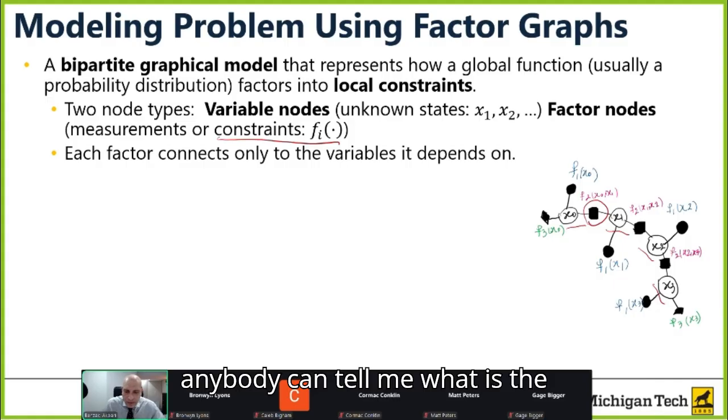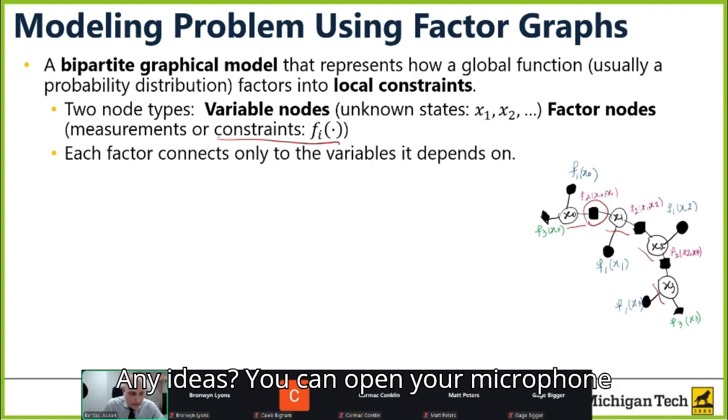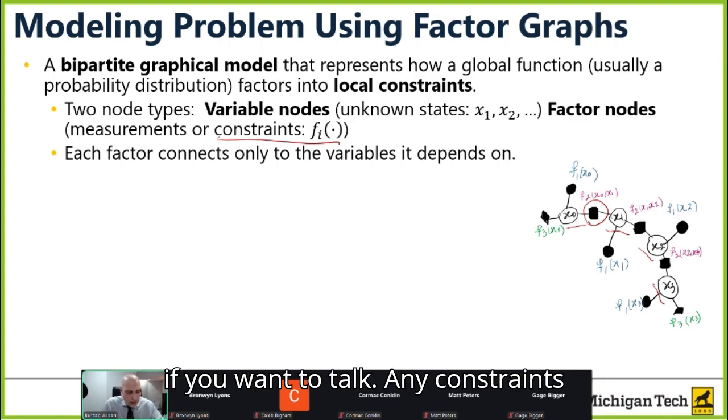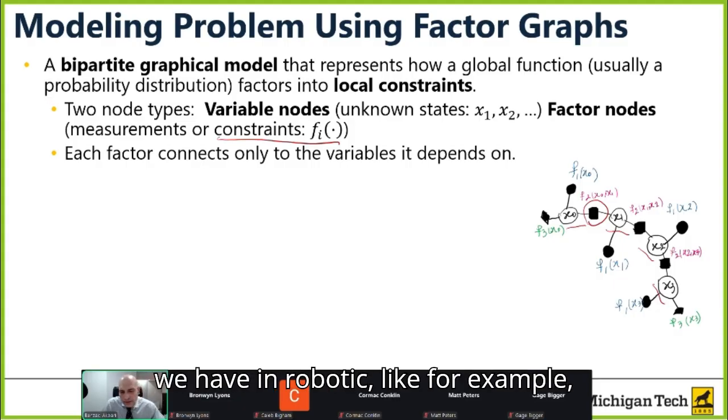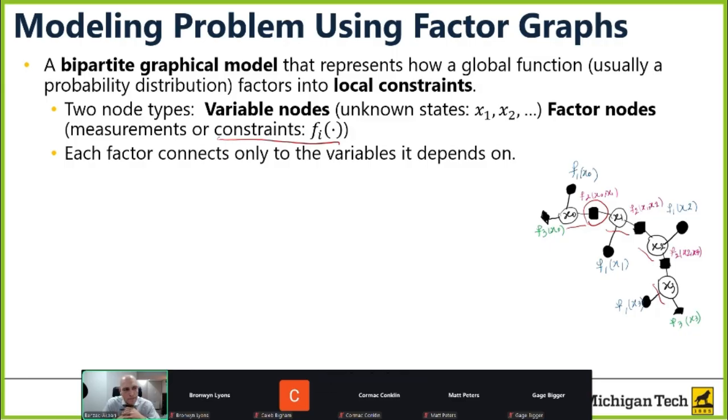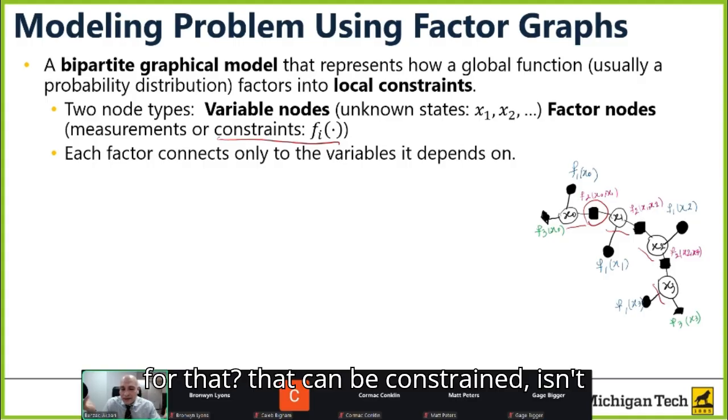can anybody tell me what the constraints in robotics are? Any ideas? You can open your microphone if you want to talk. Any constraints we have in robotics? For example, this is a robot, this picture that I draw here, and a robot is moving. What kind of constraint can we have here? Is velocity a constraint? For example, an autonomous car. Do you want to consider a maximum speed for that? That can be a constraint, isn't it?